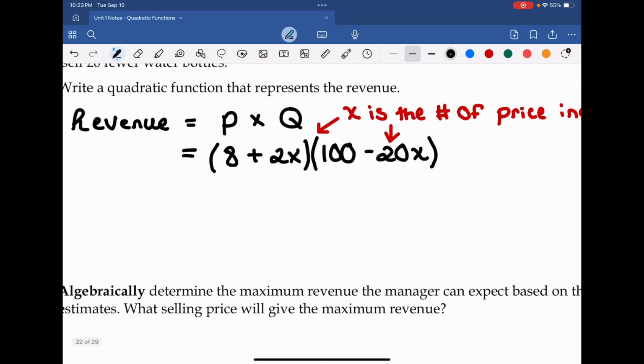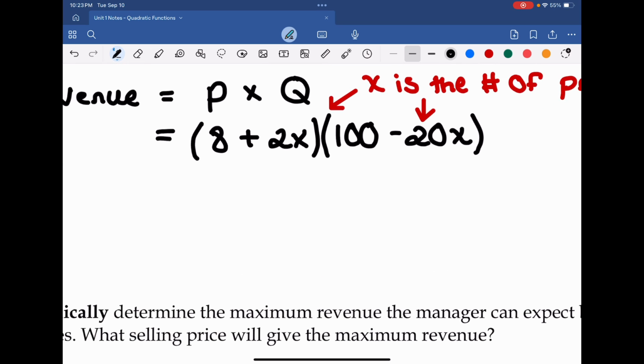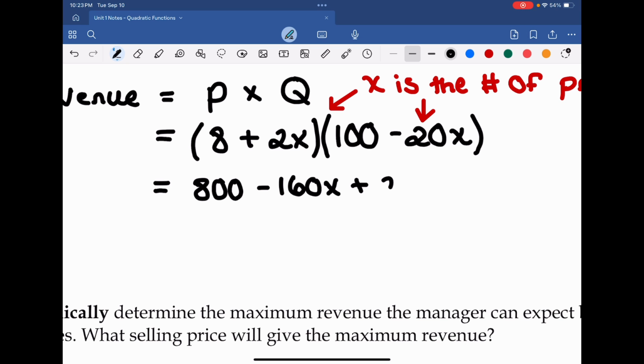Okay, now you probably see this from a mile away. We're going to expand this out because when we expand this, what it's going to allow us to do is build out a quadratic function. So I'm going to write this as 8 times 100, which is 800. 8 times negative 20 is negative 160x, plus 2 times 100 is 200x. Lastly, 2x times negative 20, this is negative 40x squared.